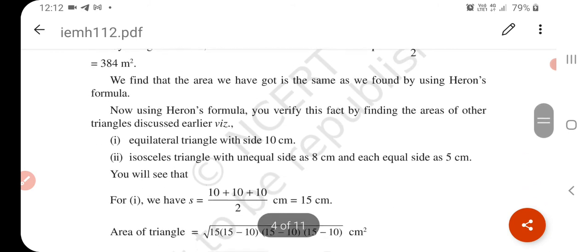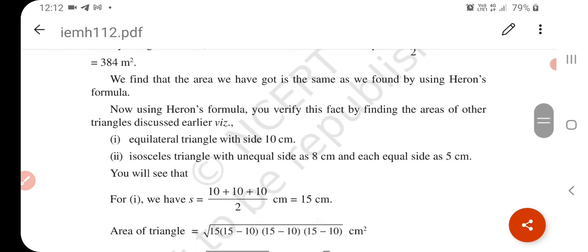Now using Heron's formula, verify this fact by finding the area of the other triangles discussed earlier, like the equilateral triangle with side 10 cm or the isosceles triangle with unequal side 8 cm and each equal side 5 cm. Okay, you will see that the area we found with the last formula will come out equal. Okay, understand?